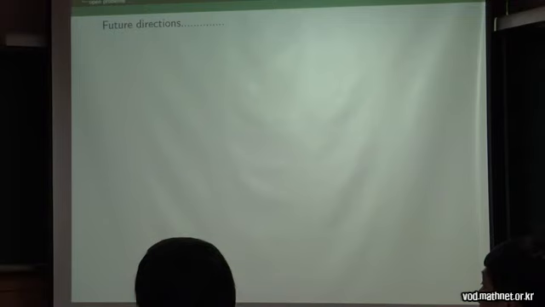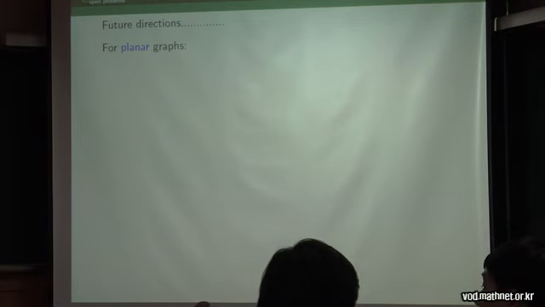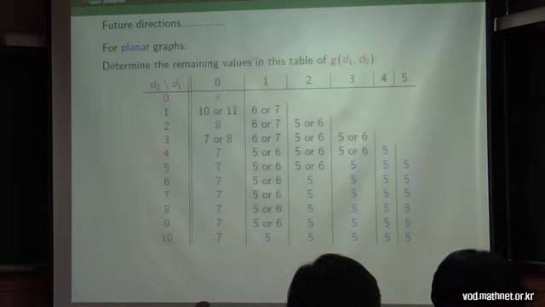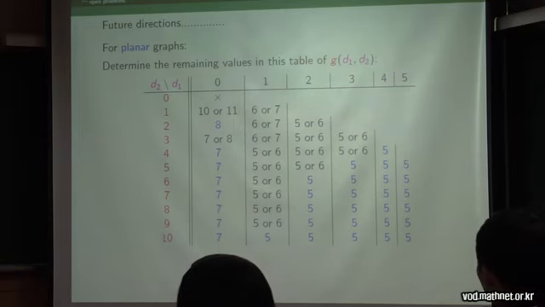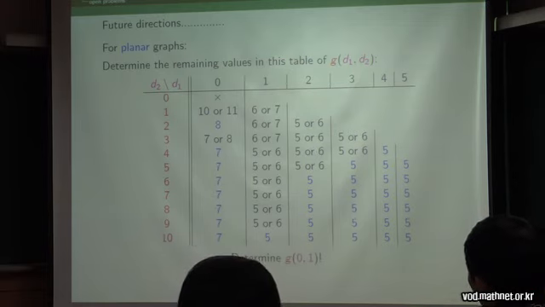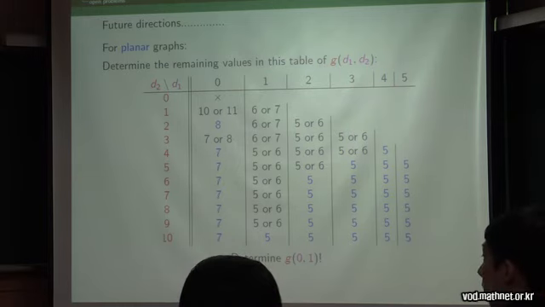So now I'll talk about the open problems. So for planar graphs, you have this many open problems. Everything blue is determined, but everything black is not determined. So you can go ahead and try to figure out which one is 5 or 6, or 6 or 7, or 7 or 8. Of course the biggest question in this area is trying to determine G of 0, 1, because somehow 0, 1 is the smallest number, so it's the most natural question. And a lot of people have tried to determine it, but we still don't know if the answer is 10 or 11.